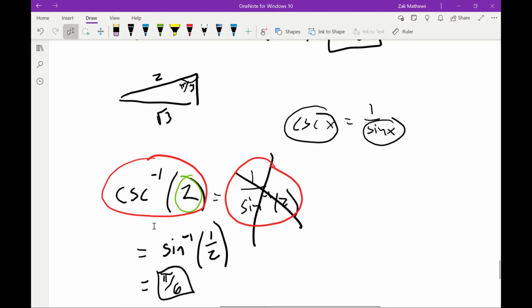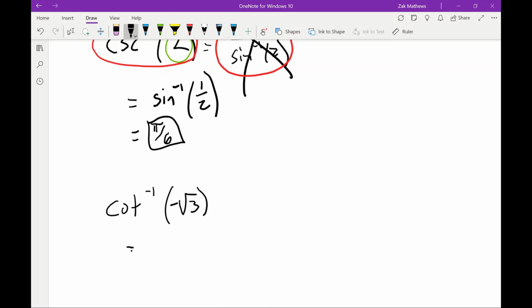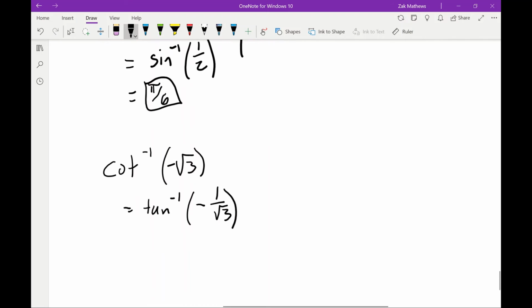We're saying that the inverse cosecant is equal to the inverse sine of the reciprocal of the ratio of sides. To take another one, let's say we had the inverse cotangent of negative root 3. Well, we could write this as the inverse tangent of negative 1 over root 3. The ratio of sides being the root 3, I've taken the reciprocal of that.